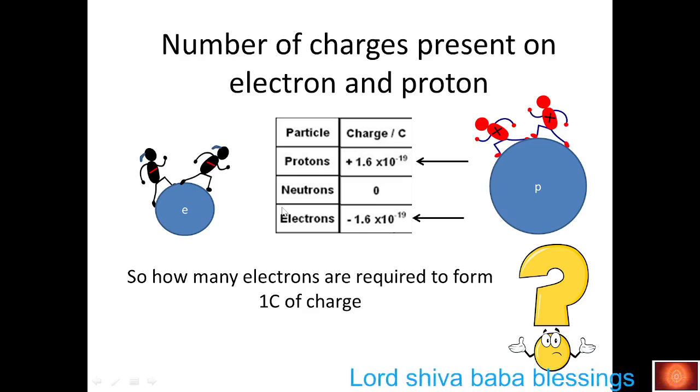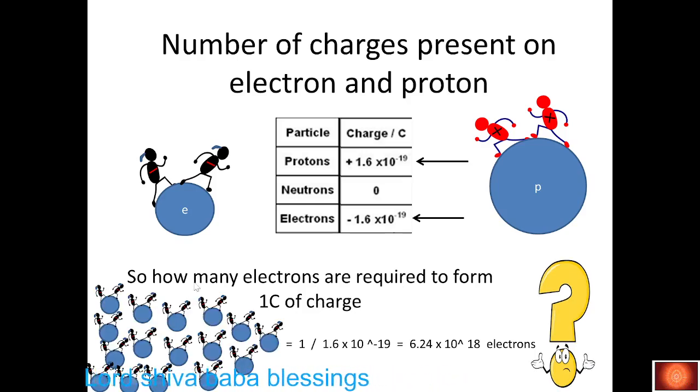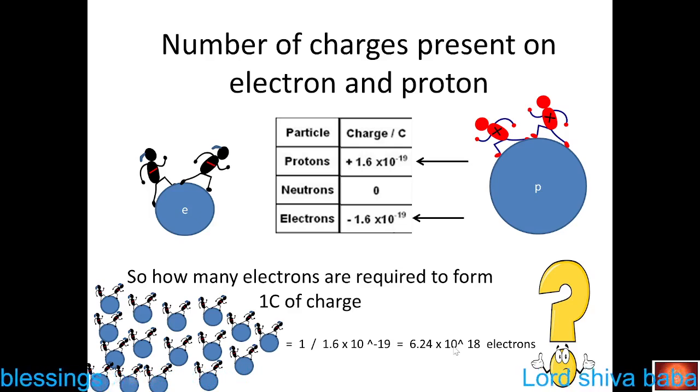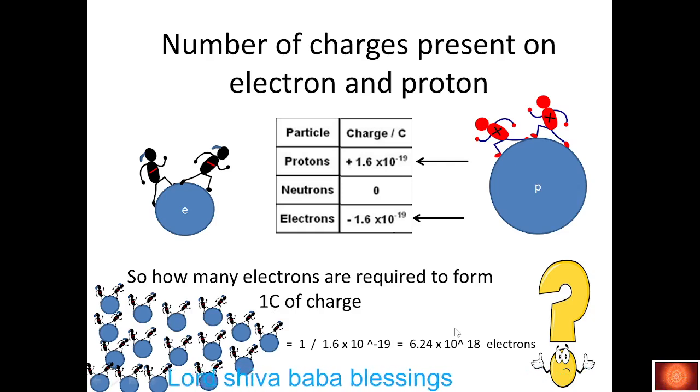Now the next question is, how many electrons are required to form 1 coulomb of charge? We require a large number of electrons to form 1 coulomb of charge. That is, we require 6.24 into 10 to the power of 18 electrons to form only 1 coulomb of charge. So when this many electrons are combined together, they form 1 coulomb of charge.